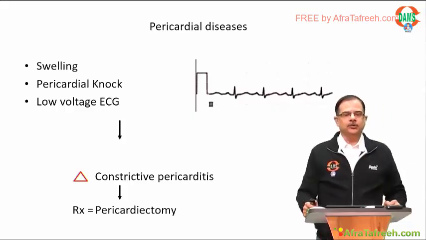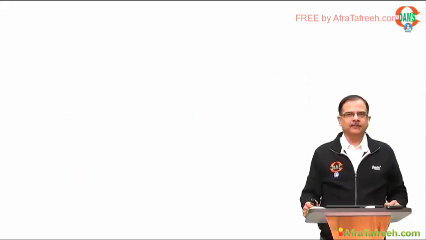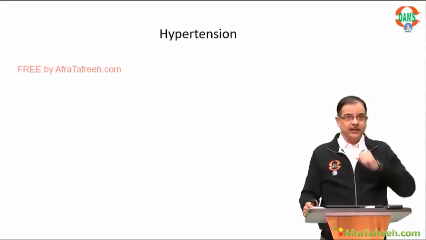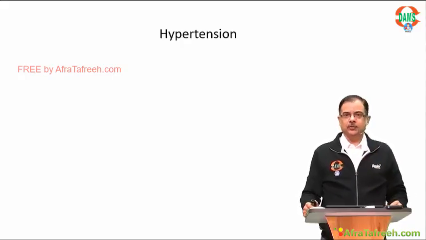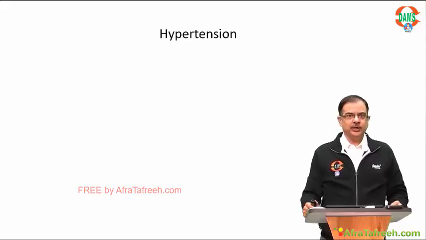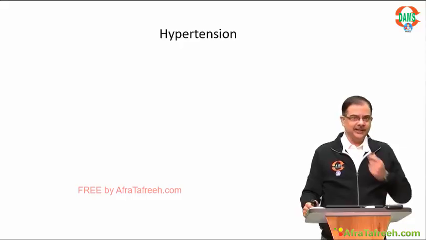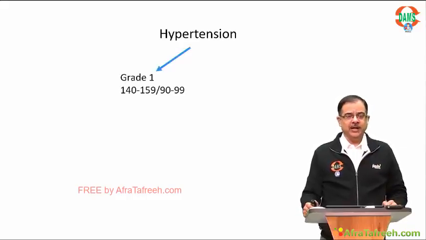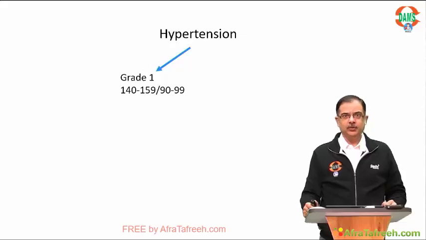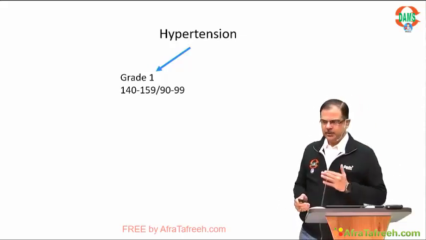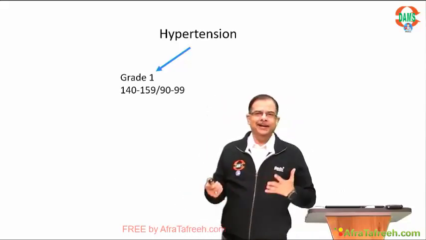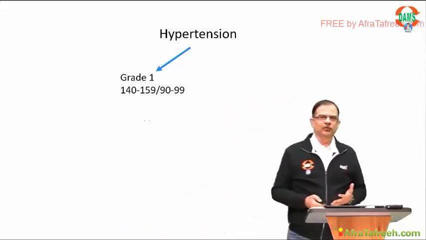All right. So moving on to the next one, hypertension. There are so many guidelines. I have taken only the International Society of Hypertension guidelines, which AHA also follows. So if hypertension is grade 1, grade 1 hypertension means systolic BP is 140 to 159 and/or diastolic BP 90 to 99.